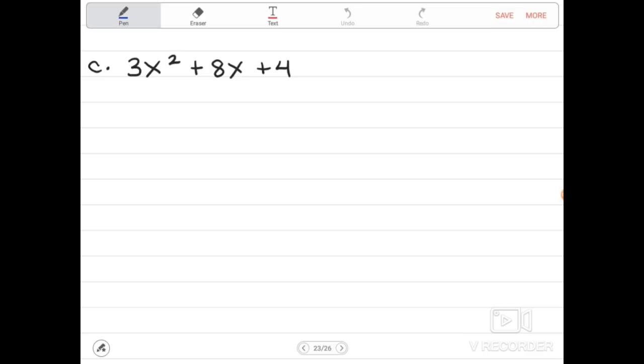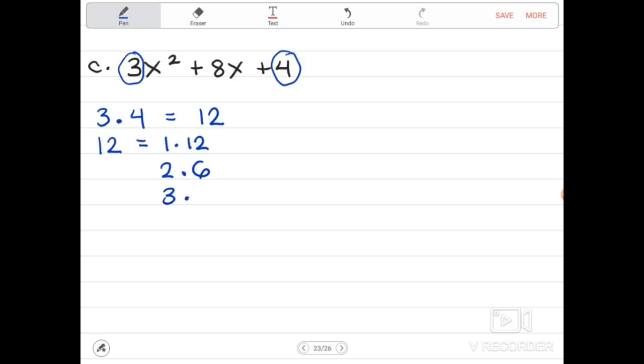Kapag may constant sa unahan, paano ang gagawin? So, madali lang yan. Kunin nyo muna ito, yung constant sa unahan, 3, saka yung constant sa dulo. That is 3, pagta-times nyo lang, 3 times 4. So, that is 12. Okay? So, after nating makuha si 12, ililista natin yung factors ulit ng 12. So, pagta-timesin nyo lang siya. So, ano ba ang mga factors ni 12? So, we have 1 times 12. Then, we have 2 times 6. 3 times 4. Okay? So, yan.